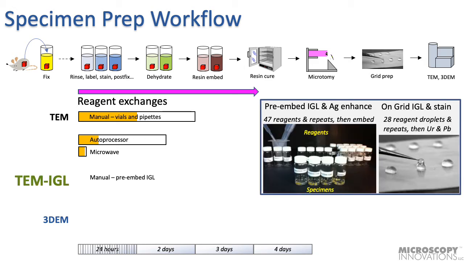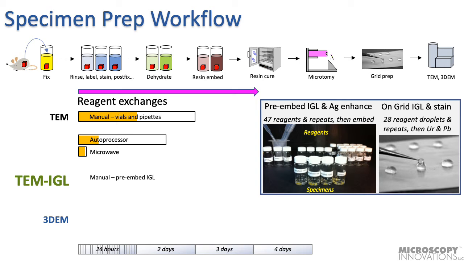Now I'll look at immunolabeling. Executing these protocols is challenging due to the large number of steps and keeping track of antibody titrations and controls. A typical pre-embedding protocol requires 47 successive reagent immersions to prepare specimens prior to sectioning, while an example of an on-grid protocol requires 28 reagents and each grid to be dipped in and out of 28 droplets.